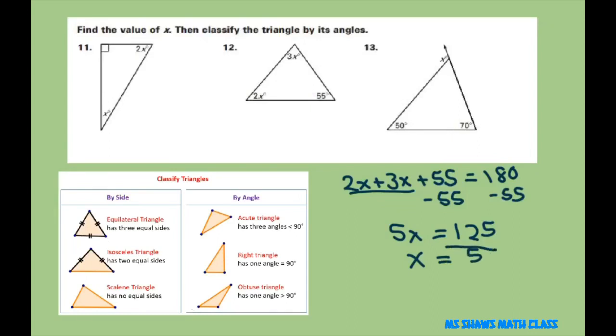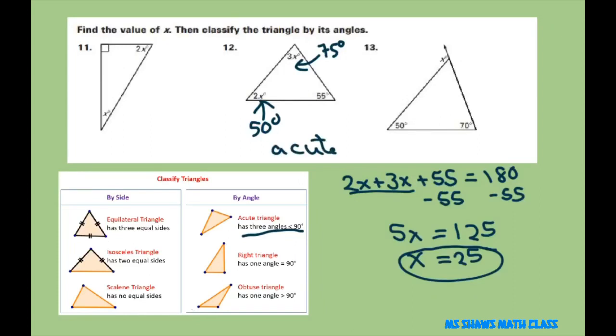So that's what we had to do. And if you plugged it in, 3 times 25 is 75. Sorry about that. 2 times 25, that's 50. And this one would be 75. So it has all different angles. They're all less than 90 degrees. So this one's an acute triangle.